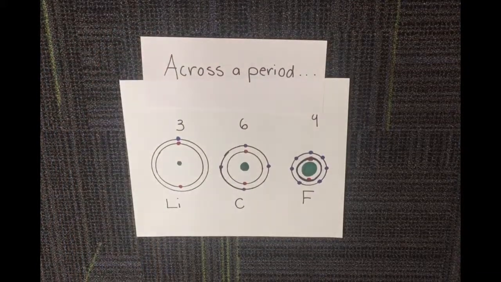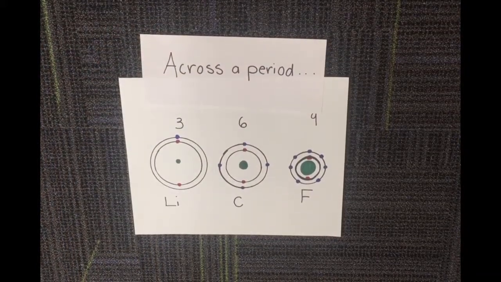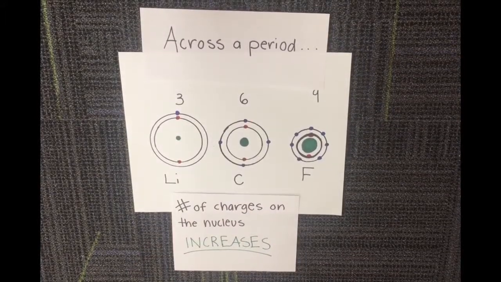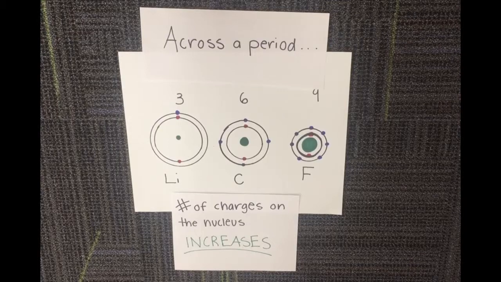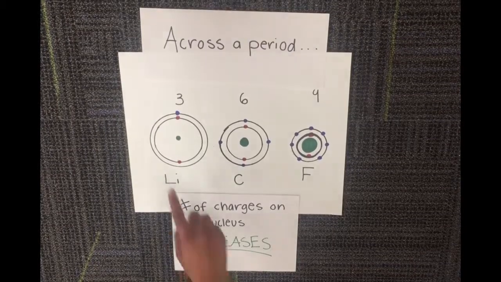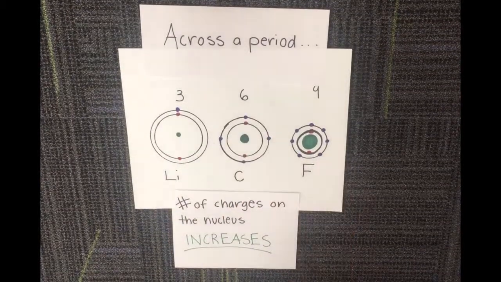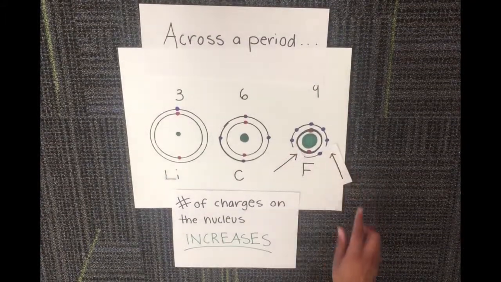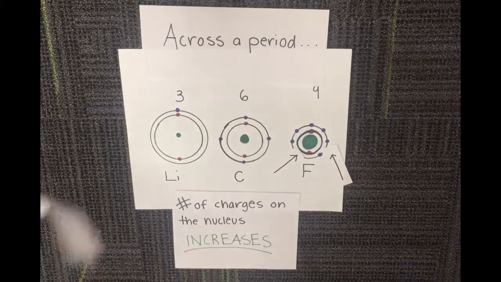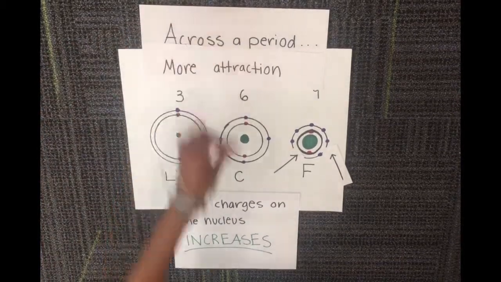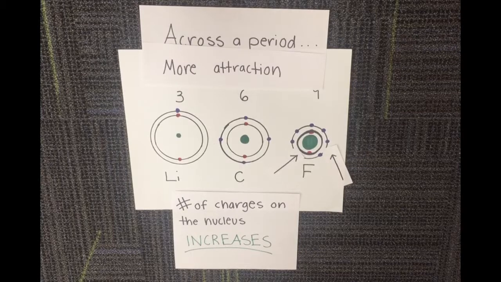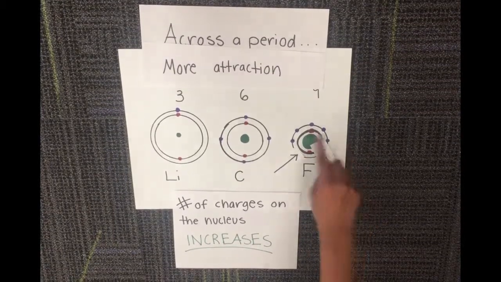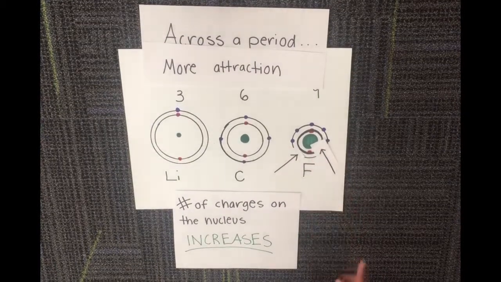Electronegativity increases across a period because the number of charges on the nucleus increases, which then attracts a bonding pair of electrons stronger. As the atomic size of elements decreases across a period, the outermost shell is pulled closer to the nucleus, leading to greater attraction of the electrons towards the nucleus. Because the outermost shell is now closer to the nucleus, it can attract the shared pair of electrons more towards itself, leading to an increase in electronegativity.